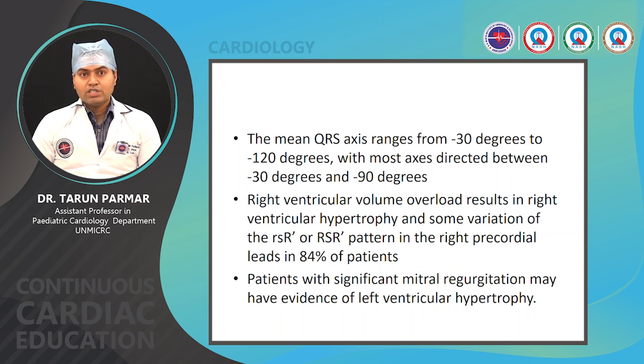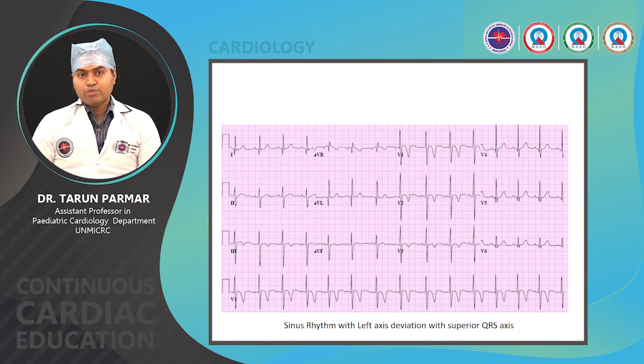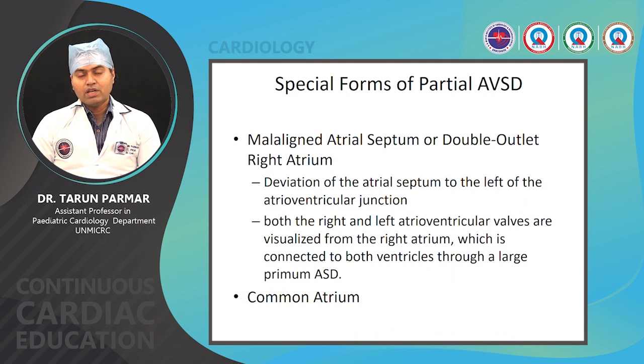RV volume overload results in RV hypertrophy and some variation of the rSR' pattern, and a patient with significant mitral regurgitation may have left ventricular hypertrophy. So this is the general ECG representative of the partial AVCD. This ECG shows sinus rhythm with left axis deviation and superior QRS axis.